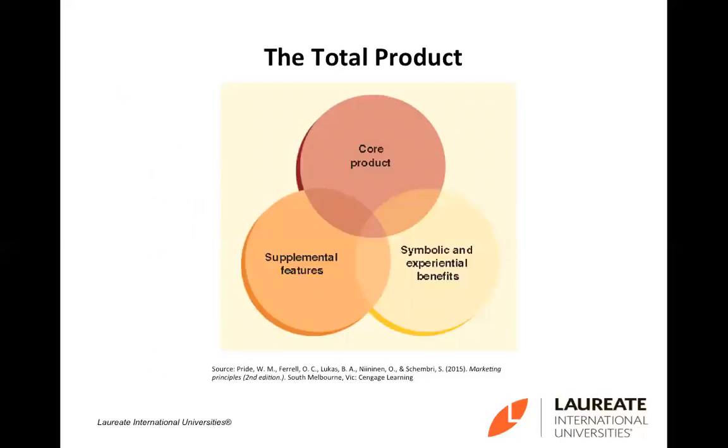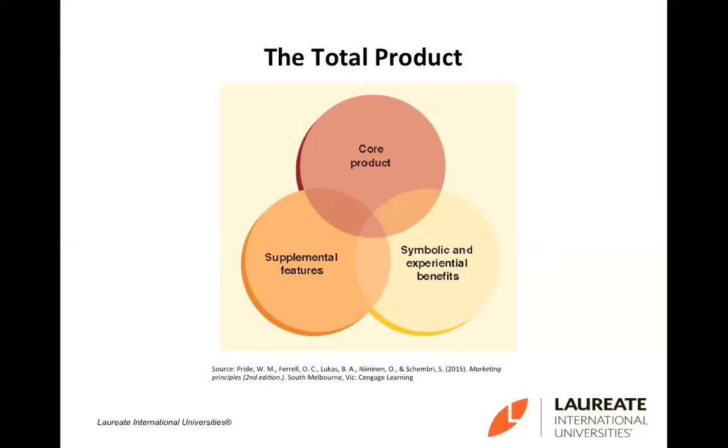All right, so we also have what we call the total product concept that includes the core product, supplemental features, and symbolic and experiential benefits. Well, core product actually reflects what the customers are really buying. That's what we mean by core products. So if you look at Qantas, for instance, why people buy Qantas ticket? They buy Qantas ticket not because they want to get a piece of paper, but they want to fly from A to B. That is the core product.